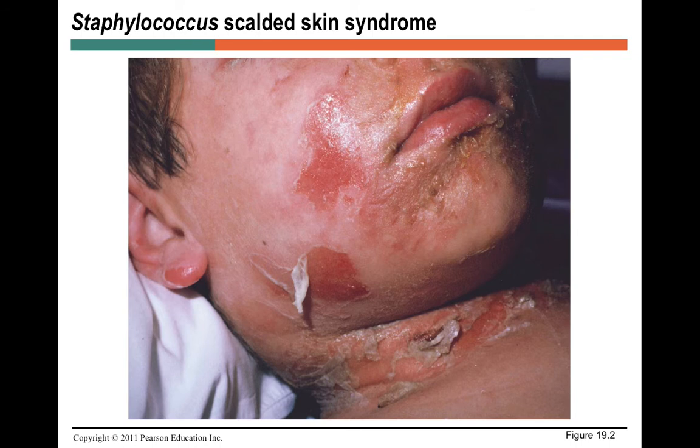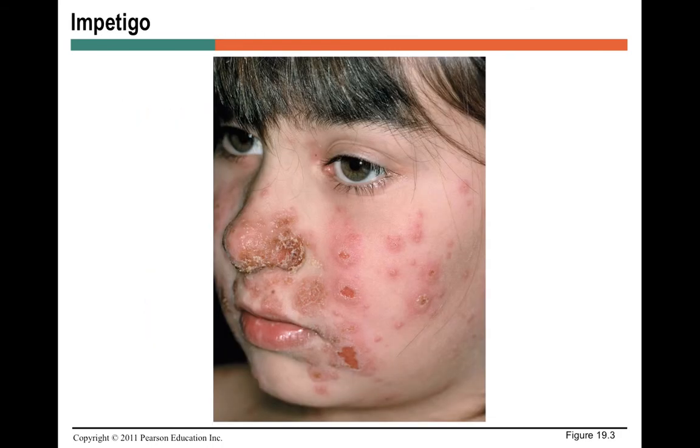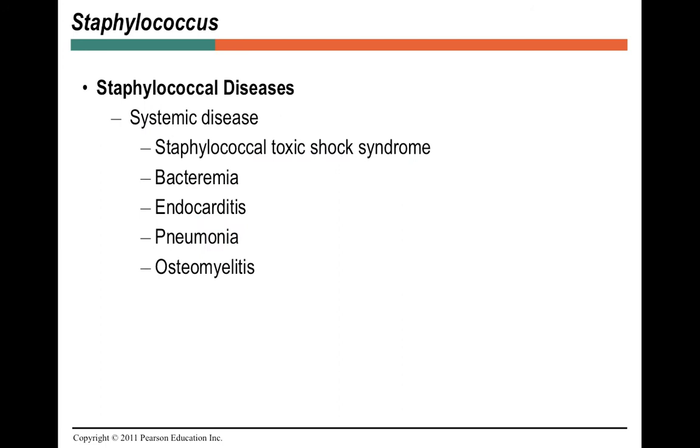Staphylococcus can cause scalded skin, so this is a picture that I believe your book has of scalded skin. There's toxic shock syndrome, which can cause an impetigo. These are all staph-borne. So for staph diseases, we've got toxic shock, bacteremia, endocarditis, which would be an inflammation of the lining of the heart. There's pneumonia, and osteomyelitis would be a bone infection.